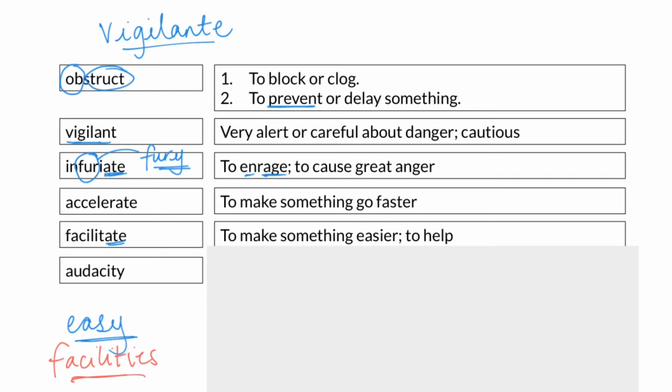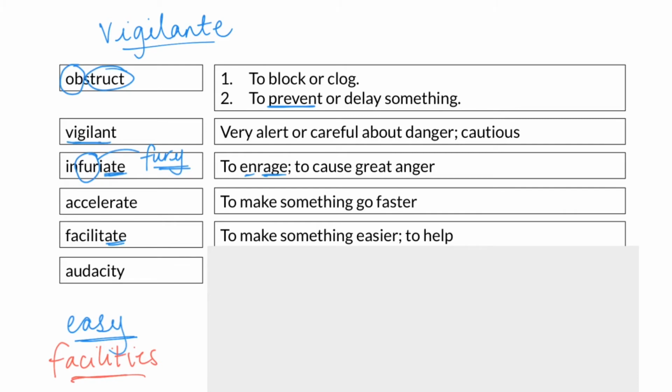If you're a bit behind on your definitions, just pause this video, get them all down, and then we can continue. Okay, now we have audacity. The example sentence that we have here is, the thief had the audacity to steal the car in broad daylight. Now, what could that mean? He had the audacity to steal the car in broad daylight.